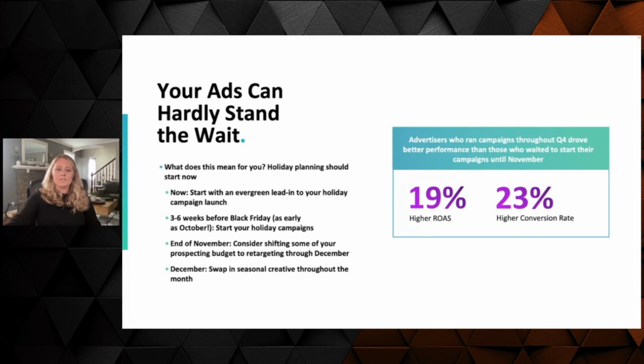And then my next tip would be to make sure you give enough time for your holiday campaigns to really ramp up. And in order to do so, consider launching your holiday campaigns earlier rather than right before Black Friday. You can set aside 60 to 90% of your budget for prospecting or upper funnel campaigns and start them 3 to 6 weeks out from Black Friday, just to allow time for setup, campaign optimization, and to generate a larger retargeting pool. And then at the end of November, consider shifting some of your prospecting budget to retargeting through December.